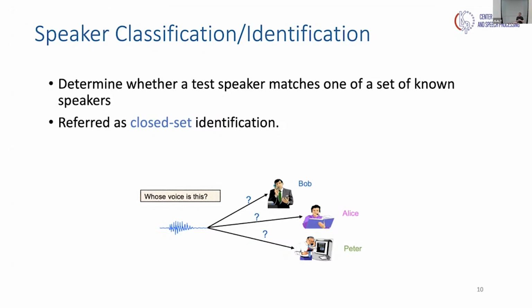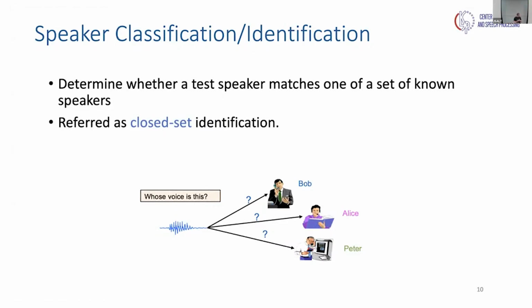Okay, so when we talk about speaker recognition, we can talk about two different tasks. One is speaker classification or speaker identification. This is basically determining whether a test speaker matches a set of known speakers. So basically, you will have a series of people enrolled in your system, and then when you have a test sample, you will say which one of these persons is the one in the test sample. For example, here in the picture, we have both Alison and Peter, and when we use the system, we have to choose one of those three. This is also called closed set identification.